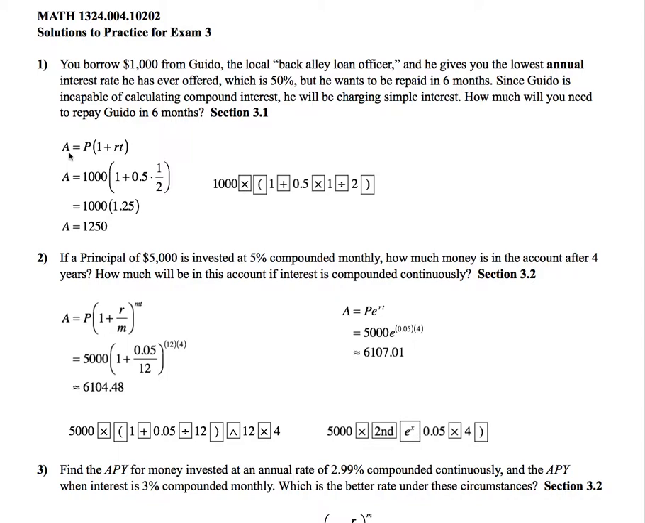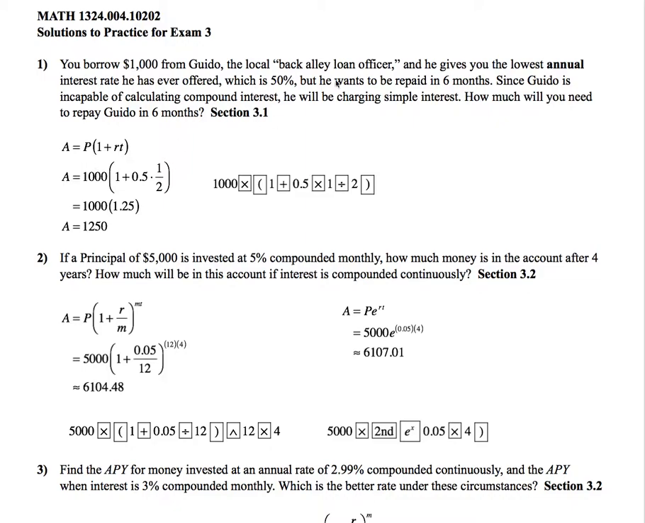And so in our story, we have a fellow who doesn't know how to compute compound interest, so that's why he's charging simple interest, and the annual interest rate he's giving us is pretty ghastly. It's 50%, and he wants to be repaid in 6 months' time. And we've borrowed $1,000. So the principal is 1,000, and so that goes here.